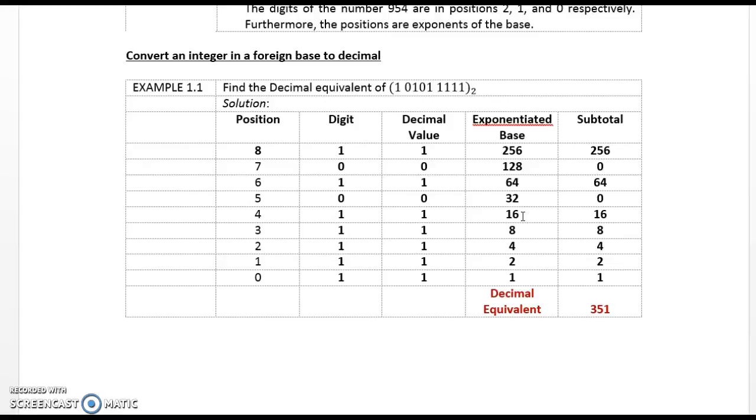And then I'm going to exponentiate the base starting in the bottom row. 2 to the 0 is 1, 2 to the 1 is 2, 2 to the 2 is 4. Finally, 2 to the 8 is 256. Then I'm going to multiply the decimal value of the digit times the exponentiated base to get the value of that digit in its position. So I add all those up, and the decimal equivalent is 351.